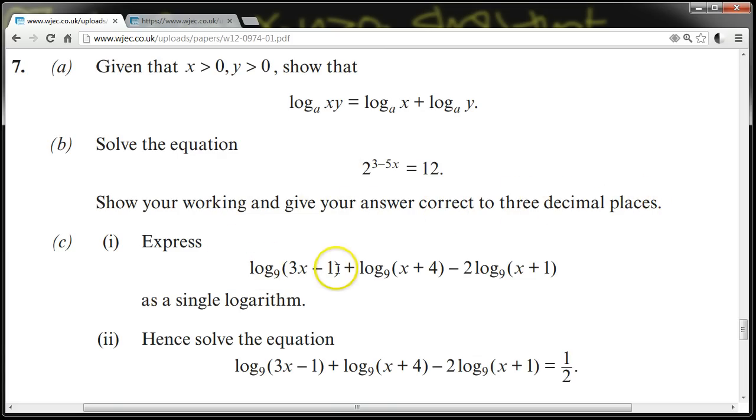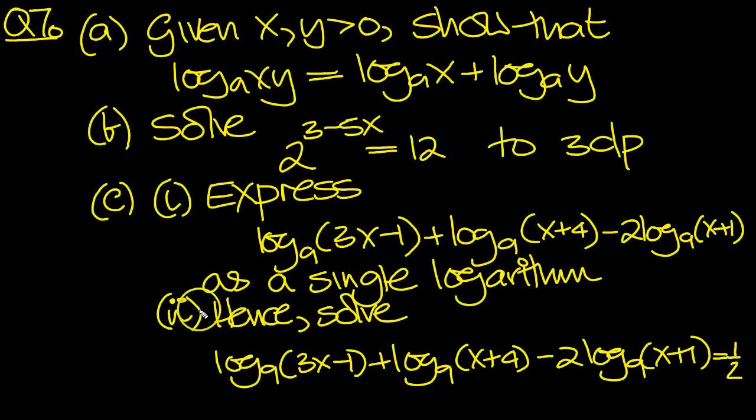Express log 9 of 3x minus 1 plus log 9 of x plus 4 minus 2 log 9 of x plus 1 as a single logarithm. Hence, solve the equation, the left-hand side equals a half. So I've written down the question in summary form here. So let's have a look at it then.